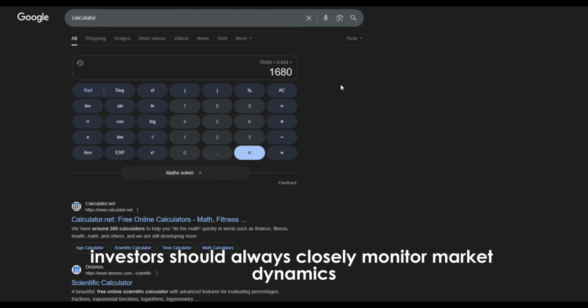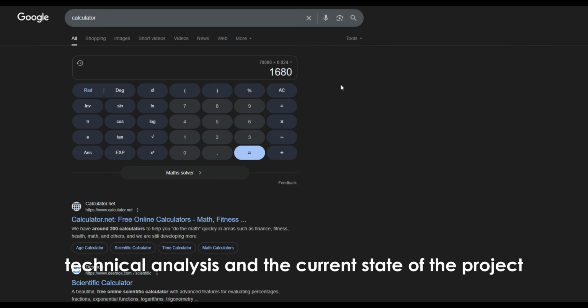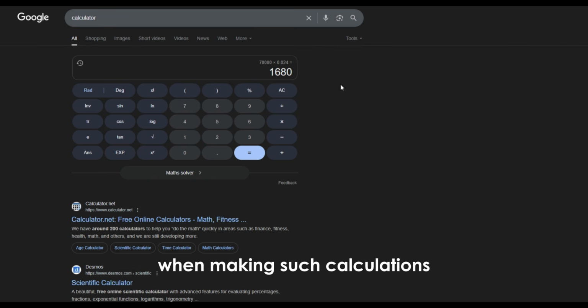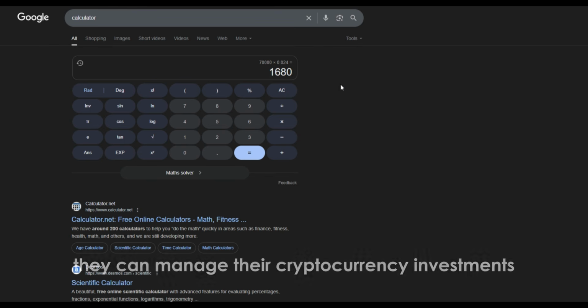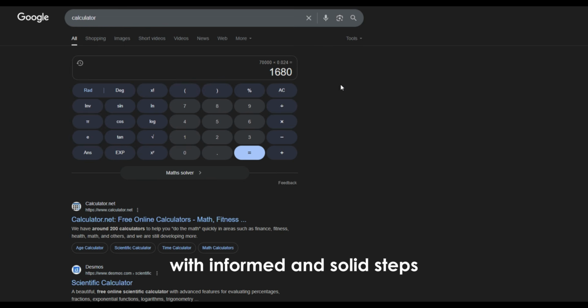Investors should always closely monitor market dynamics, technical analyses, and the current state of the project when making such calculations while keeping risks in mind. This way, they can manage their cryptocurrency investments with informed and solid steps.